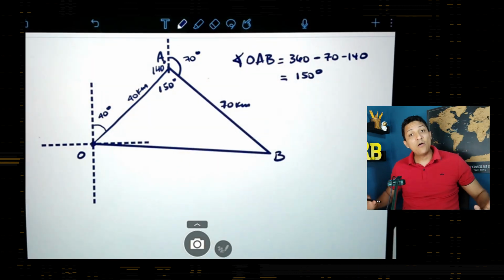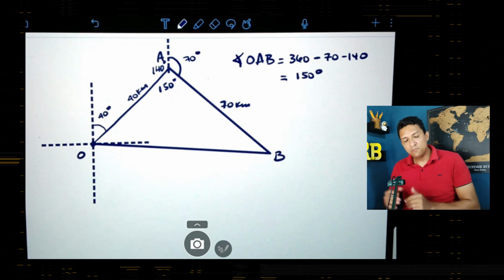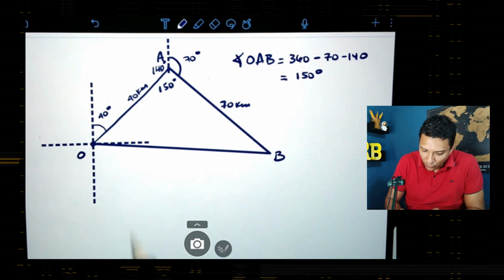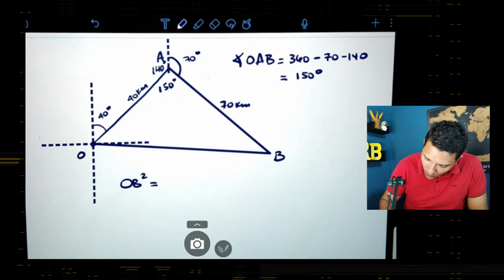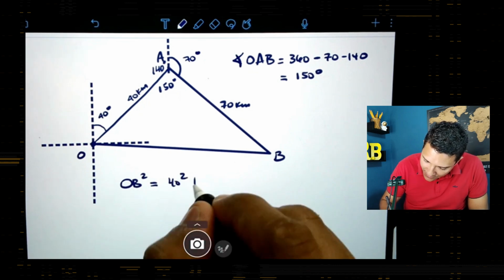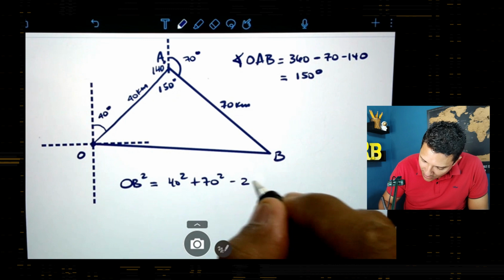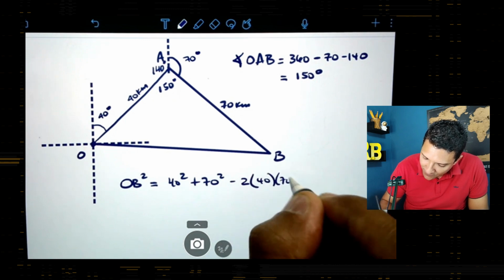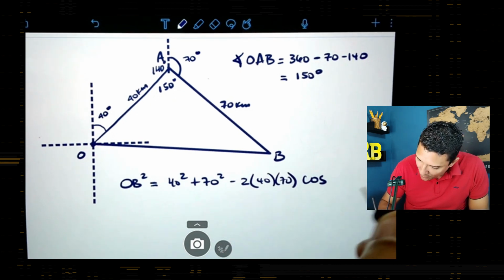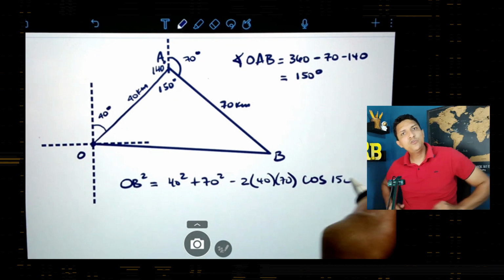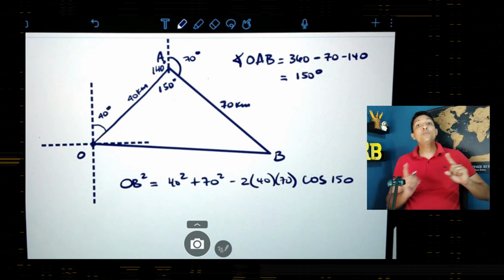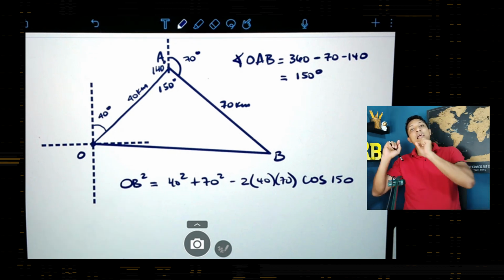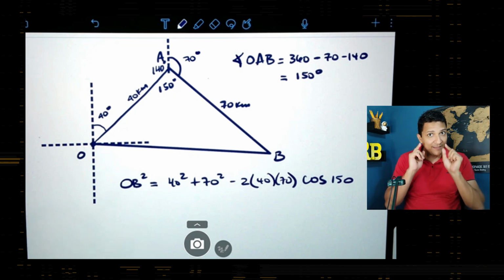Okay, I have now everything set up to apply the cosine rule. Remember that the cosine rule starts with the letter you want to find. So OB to the second power equals 40 to the second power plus 70 to the second power minus 2 times 40 times 70 cosine of 150. And if you don't know how to use the cosine rule, my suggestion, dear people, is to go back to my video about how to use the cosine and the sine rule.